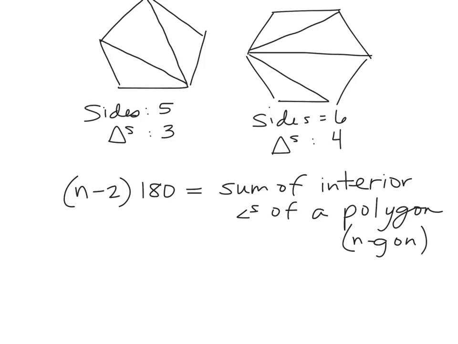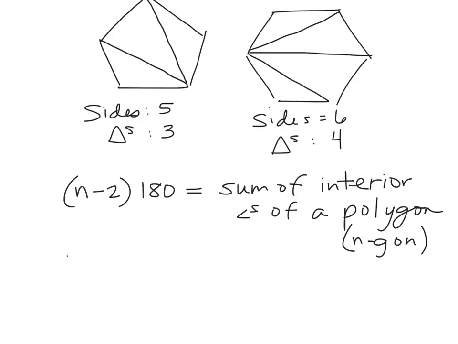So if you plug in a 7, right, a septagon, or a heptagon, depending on how you prefer to name it, would be 7 minus 2 times 180. A hexagon would be 6 minus 2 times 180. What would a decagon be? 10 minus 2 times 180, right? So you're plugging it in.